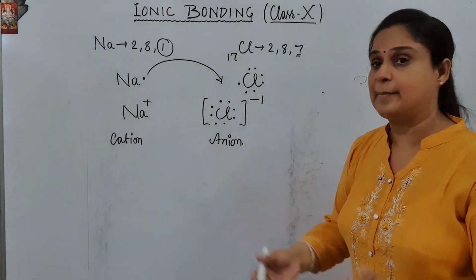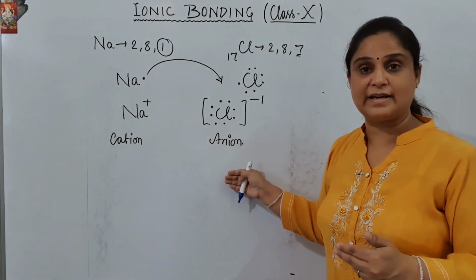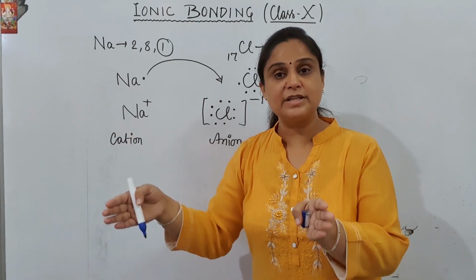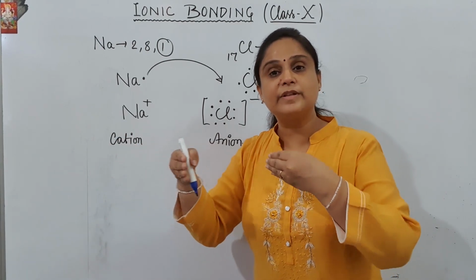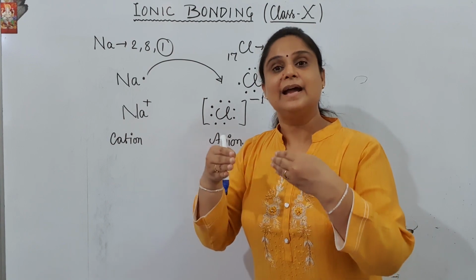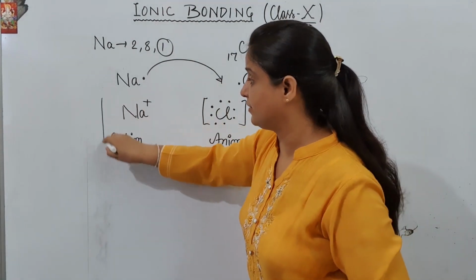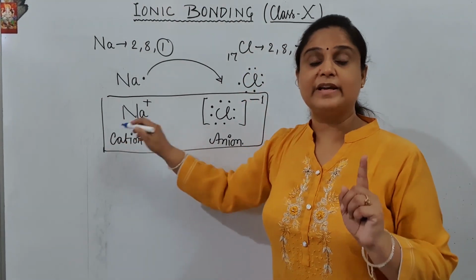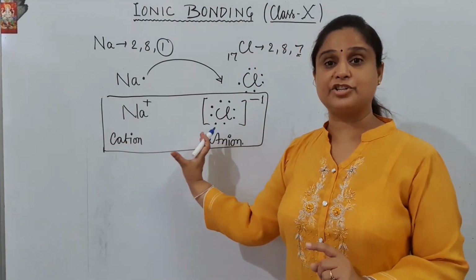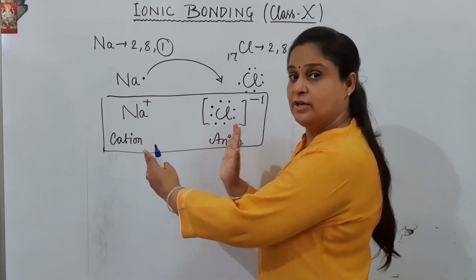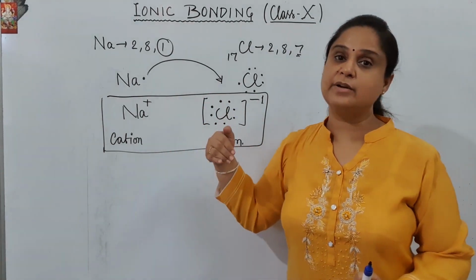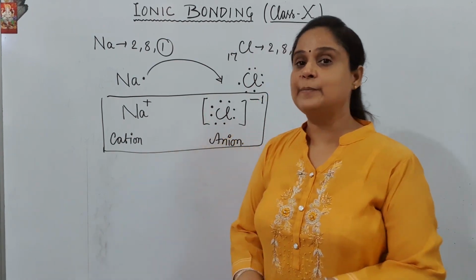Okay, now what will happen? Because this is a cation and this is an anion, these two are different ions, and because of the opposite charges present on them, both of them will attract each other. Because of the electrostatic forces of attraction between them, they will come closer, and this type of bonding is called ionic bonding. So what is ionic bonding?